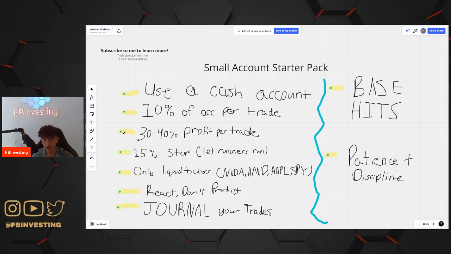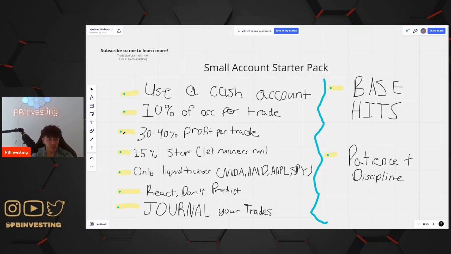Next, you want to react. You don't want to predict. But what does this mean? Say, your trading system, all right, I'll go with my trading system. Say we're over VWAP, we're over pre-market high, and then we get a retest of pre-market high, correct?